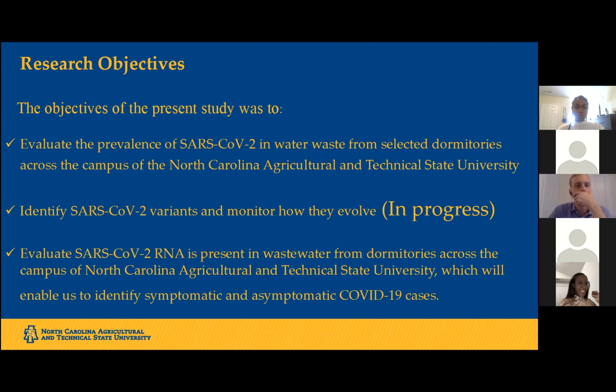Next. The research objectives for this study are to evaluate the prevalence of SARS-CoV-2 in waterways from selected dormitories across the campus of North Carolina Agricultural and Technical State University, and to identify SARS-CoV-2 variants and monitor how they evolve, which is still in progress. We will also evaluate SARS-CoV-2 RNA in waterways from dormitories across the campus, which will enable us to identify symptomatic and asymptomatic COVID-19 cases. Next.